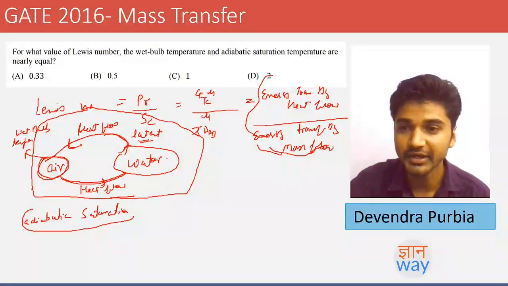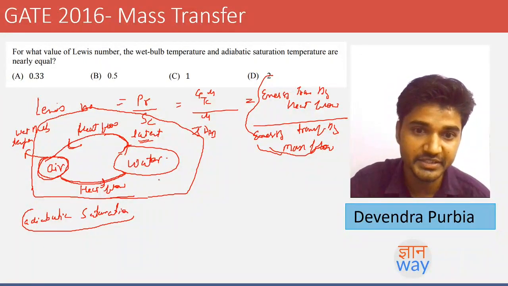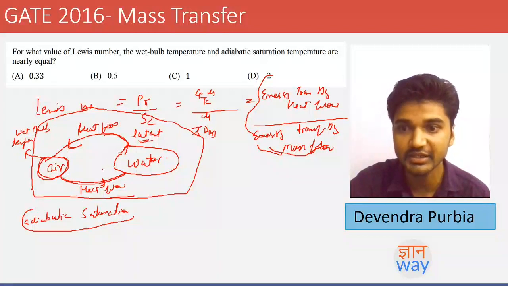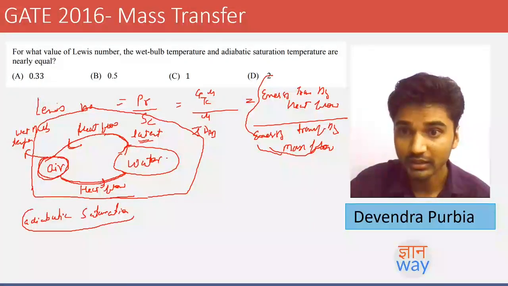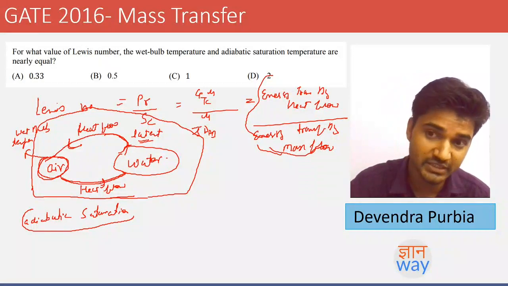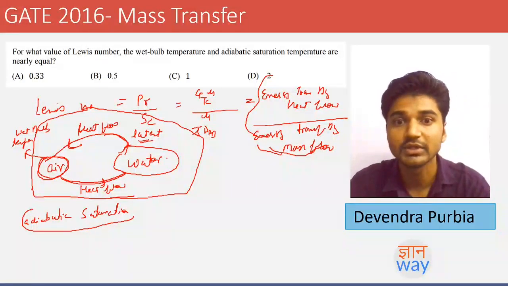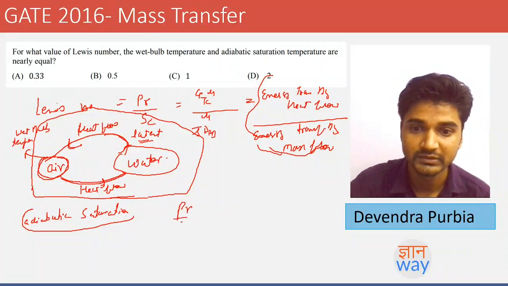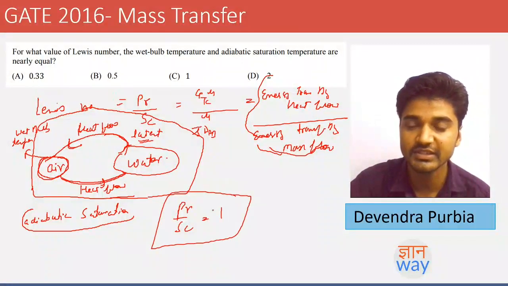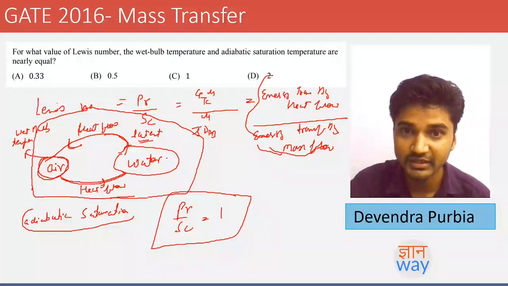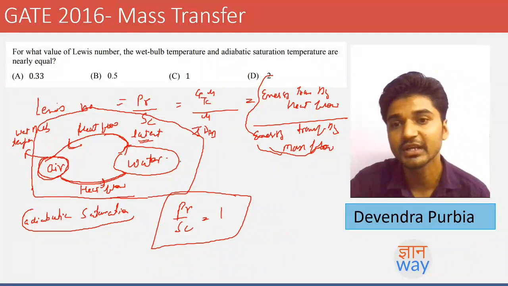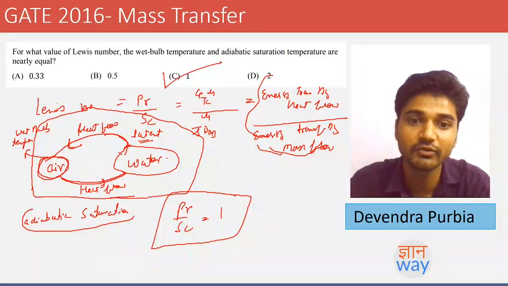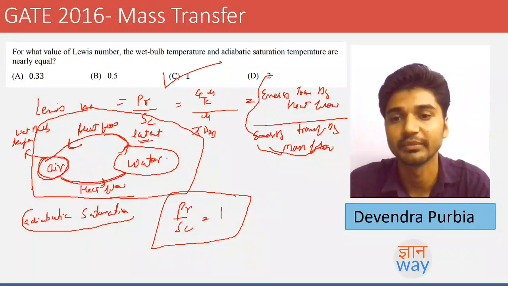Now here we have denoted the Lewis number as the energy transferred by heat flow and energy transferred by mass flow. Whenever the adiabatic saturation temperature and wet bulb temperature are the same, it means the energy transfer by heat flow and the energy transfer by mass flow are the same. So it is nothing but the ratio of Prandtl number to Schmidt number being 1, which is defined as the Lewis number. So for the wet bulb temperature to be equal to the adiabatic saturation temperature, the Lewis number should be equal to 1. That is, the energy transfer by heat flow and by mass flow should be the same.